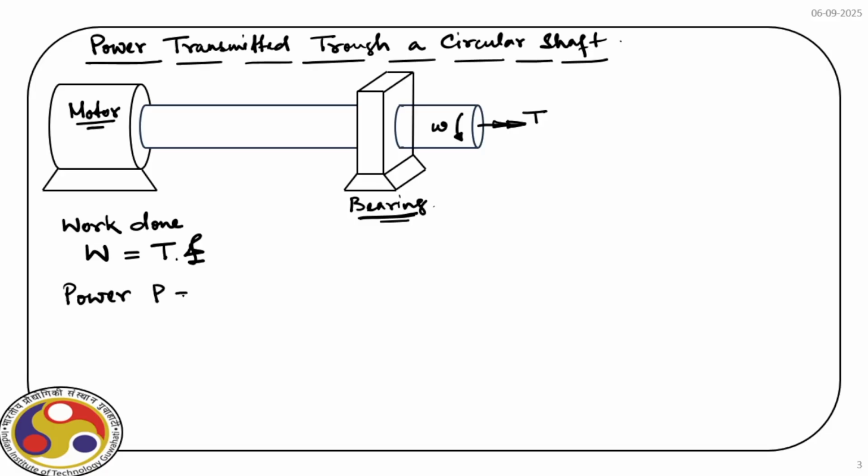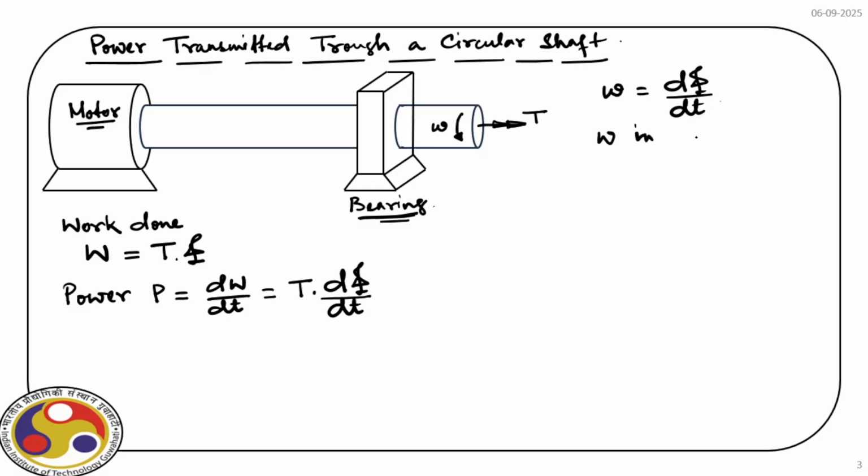Now once we define work done, we can also define power. Power P is equal to dW dt. Now in place of W we can write T times phi, so we'll get T times d phi dt. Now the angular frequency omega is equal to d phi dt. Omega is expressed in radian per second. So omega is equal to 2 pi f, where f is in hertz, right?